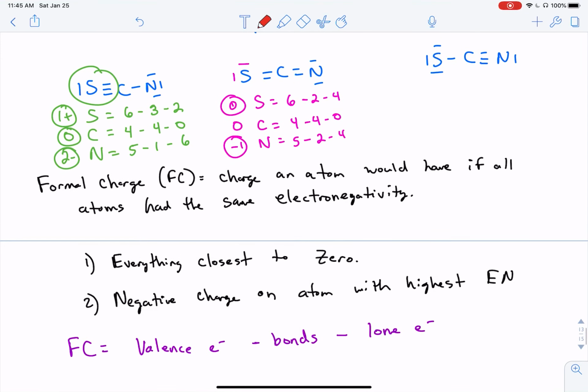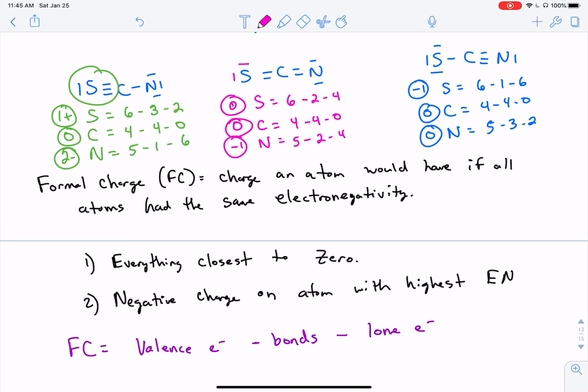The last one is S is equal to 6 minus 1 minus 6, which is -1. C is 4 minus 0, so that's 0. And N is 5 minus 3 minus 2, and that is also 0. Okay. Oh, I just forgot to circle. I just wanted to make it clear that that was the answer for each one.